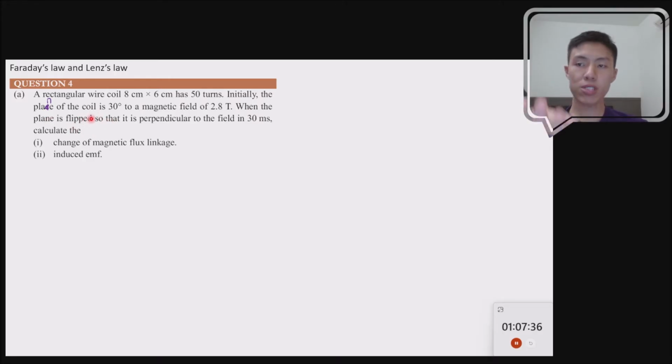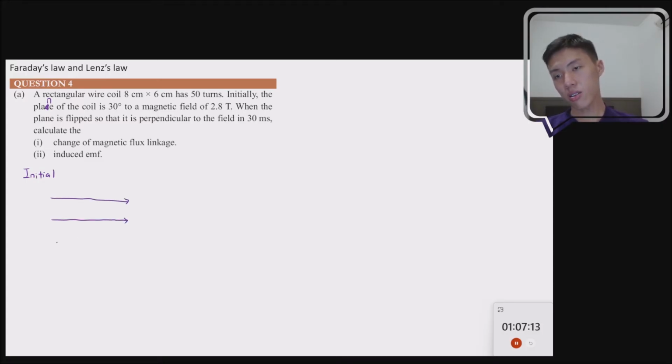The plane is flipped means you're going to rotate the plane somehow, so you change the orientation of the plane. So maybe I should draw an initial situation and a final situation. Initially, they say that the plane of the coil is 30 degrees to a magnetic field of 2.8 Tesla. So maybe we set the magnetic field to be pointing to the right first. Okay, they didn't mention it, but let's just simply assume that it's pointing to the right. So this is a magnetic field and it's 2.8 Tesla.